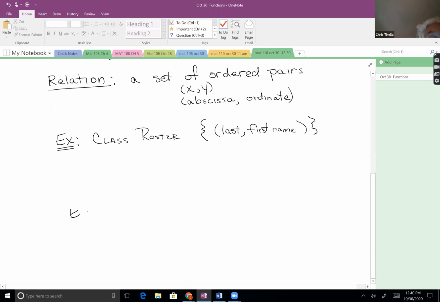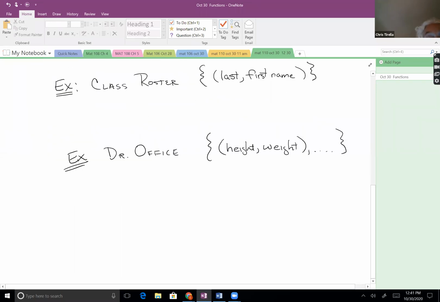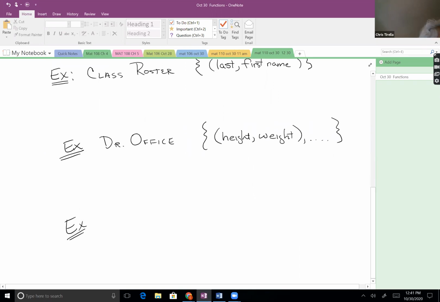Another example would be numeric, but not necessarily what you would think of in a math class. Sometimes when you go to a doctor's office, when you check in, they get information from you, and they look at a combination like your height and your weight. So if I had all of this doctor's patients, that would be a set of ordered pairs. But again, in this class, we're going to focus more on relations.